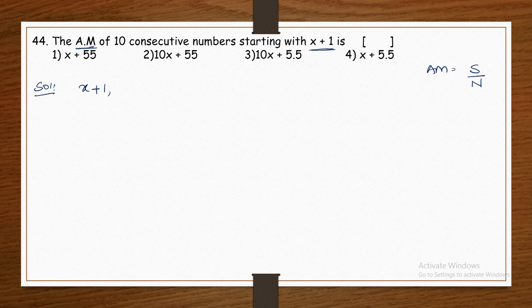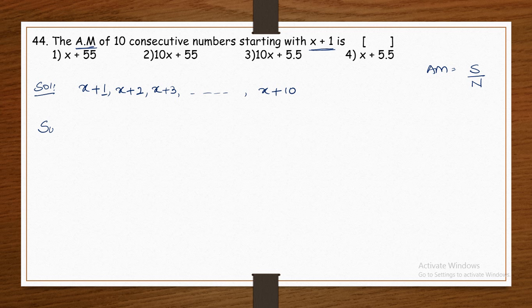The first term is x plus 1. Its consecutive is obtained by adding 1 to it, that means x plus 2. Next is x plus 3. Likewise, if we move on, the last term will be x plus 10, because the counting started from 1. So x plus 1, x plus 2, x plus 3 and so on, up to x plus 10. These are the 10 consecutive numbers starting from x plus 1. Now if you want to find the sum of, arithmetic mean.